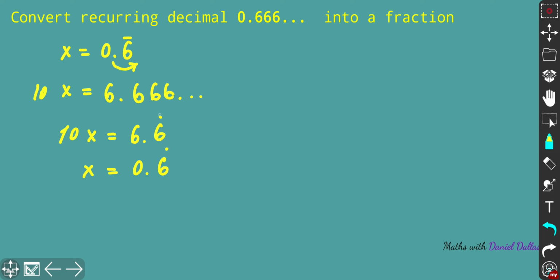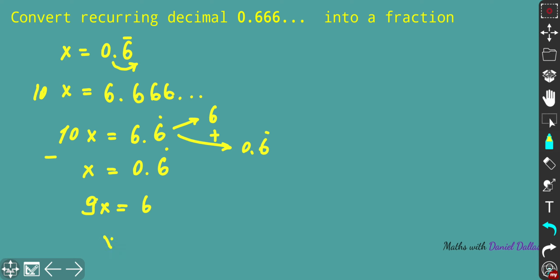0.6 recurrent. I use dots here, but this is the same as putting the line on top. No matter which notation you use, right now you have 10x equals 6 and 6 recurrent, and x is just 0.6 recurrent. What if you subtract? We simply eliminate the recurrent fraction from the right side, and on the left side we get 9x. So 9x will be equal to just 6, because 0.6 recurrent was killed.